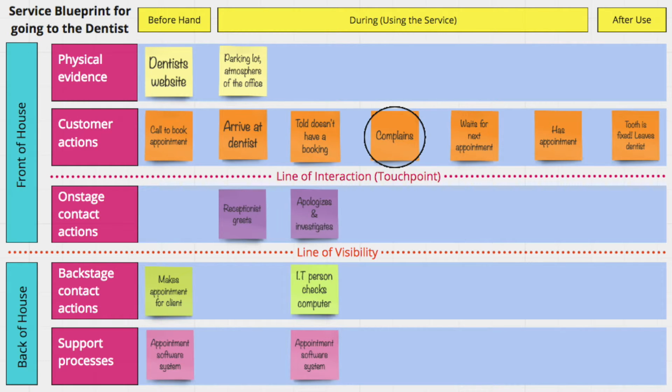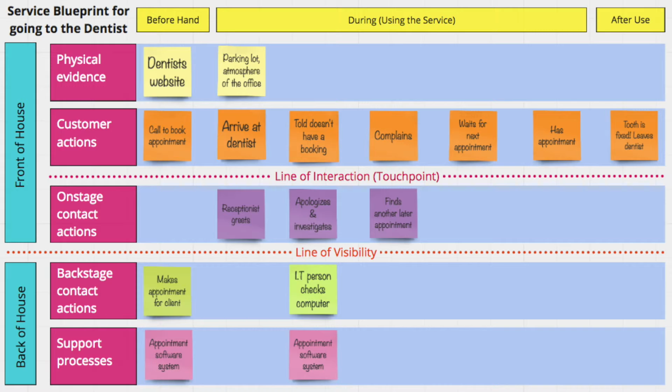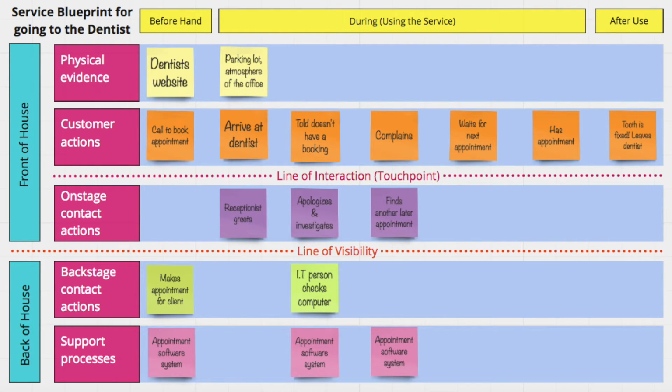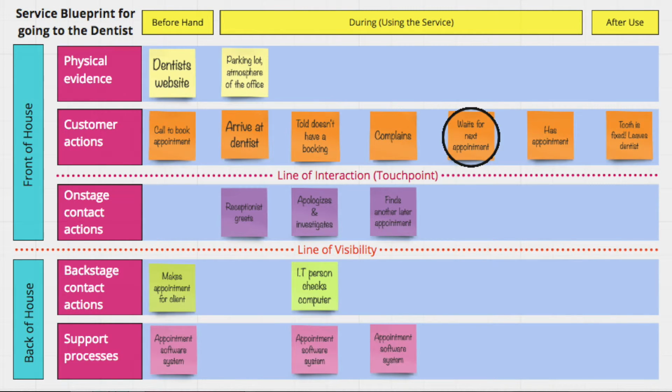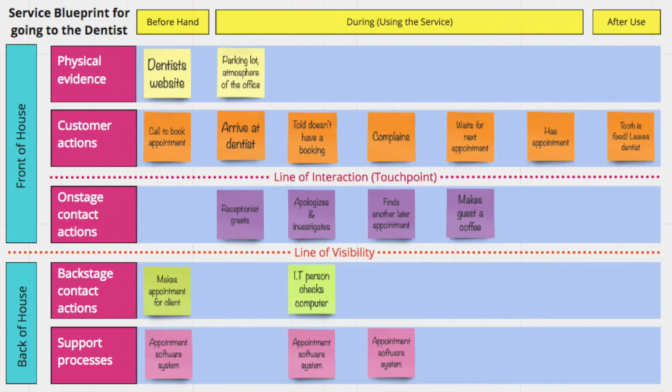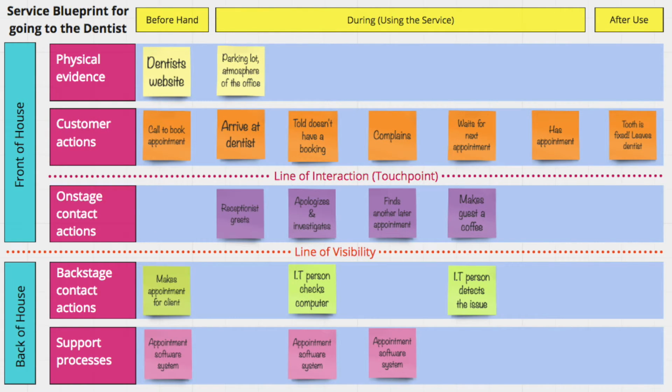Next, the customer action we will look at is the complaint. There is onstage contact as the receptionist finds another later appointment and she enters the appointment into the software system, so the support system is needed in this action. The next customer action happens while the customer waits for the next appointment. The customer is still in the dentist office, so the onstage contact here is when the receptionist makes the guest some coffee. The backstage contact in this action is IT detecting the issue.